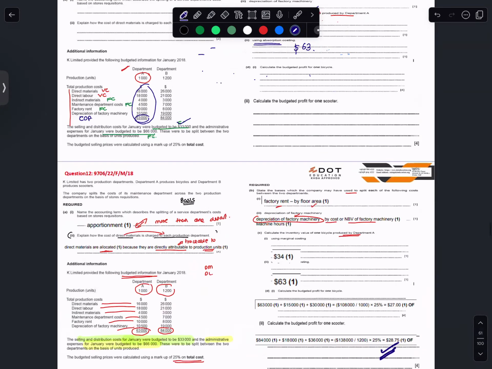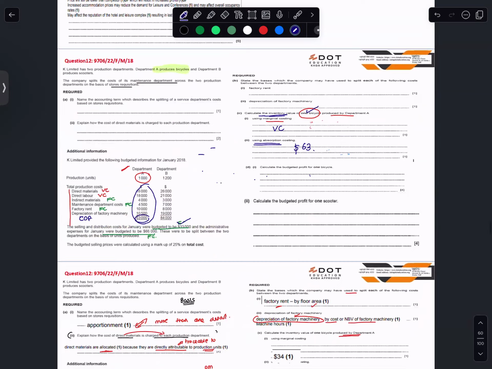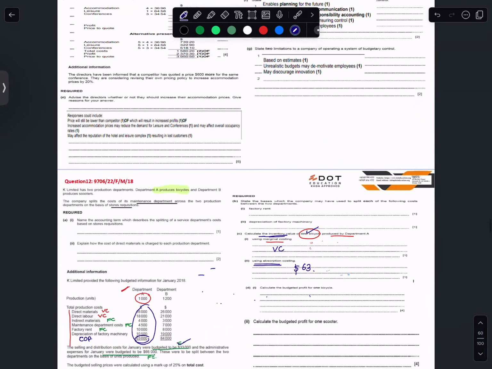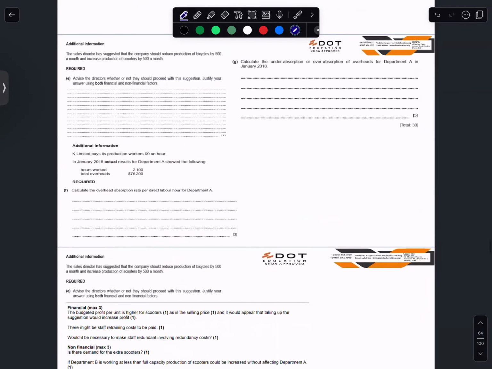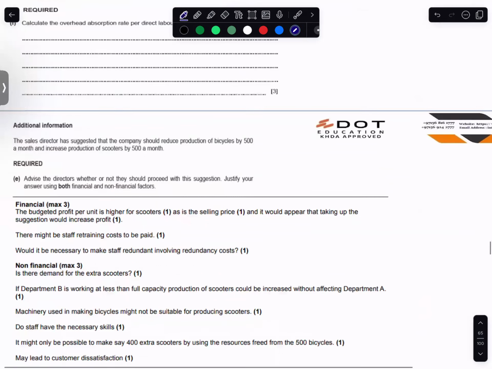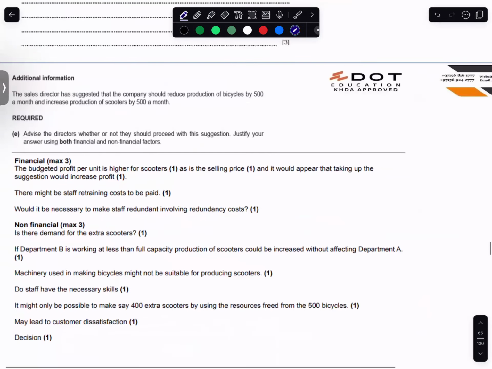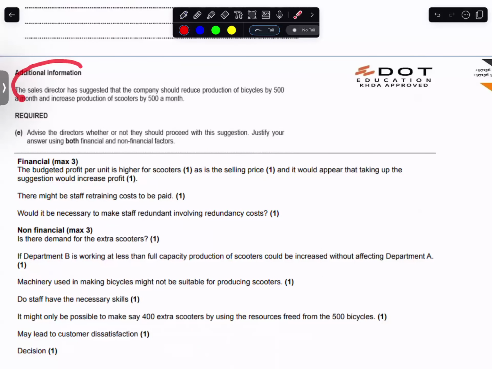So with this we complete A, B, C and D. Correct? Now E. Come on, read the question. Advise the directors whether or not they should proceed. The sales director has suggested that the company should reduce production of bicycles by 500 a month and increase production of scooters by 500 a month. Profit per scooter is 28.75. Bicycle is 27.